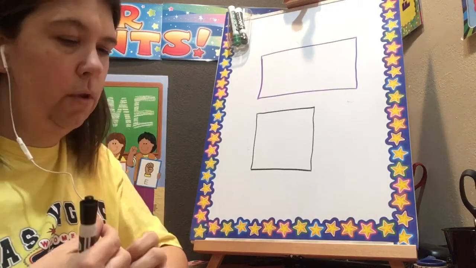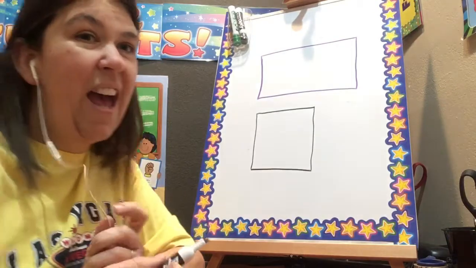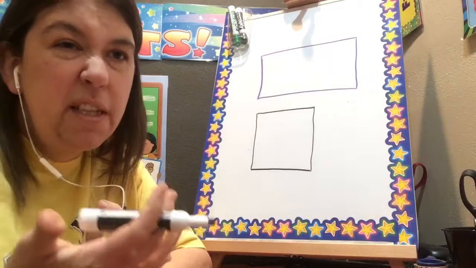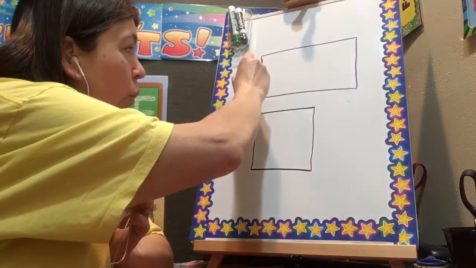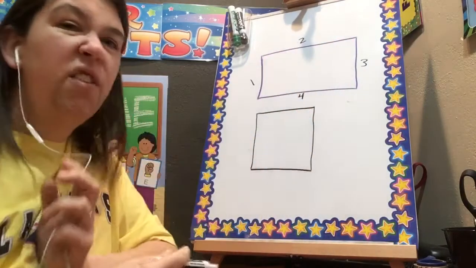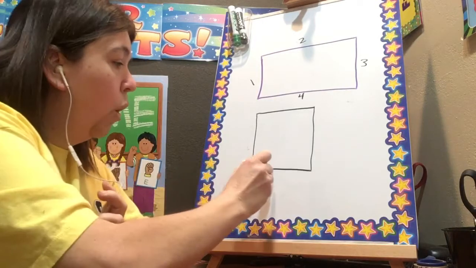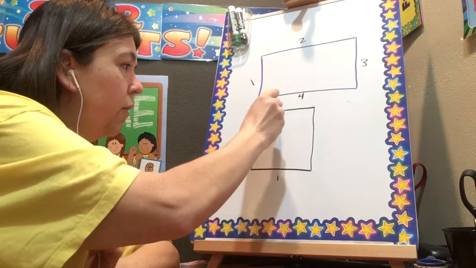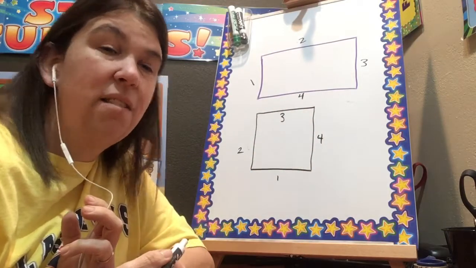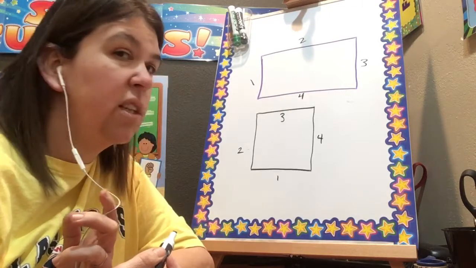Well, hopefully you notice that they each have four sides. Four sides are walls. They're basically the walls. This one has 1, 2, 3, 4. It has four sides. And hopefully you notice that your square does too. 1, 2, 3, 4. They each have four sides. What else do we notice that might be the same between a rectangle and a square?